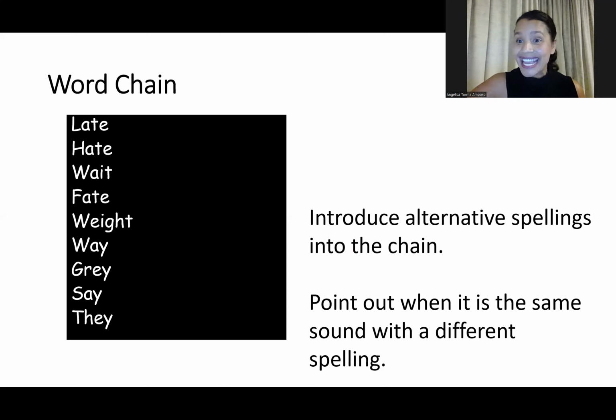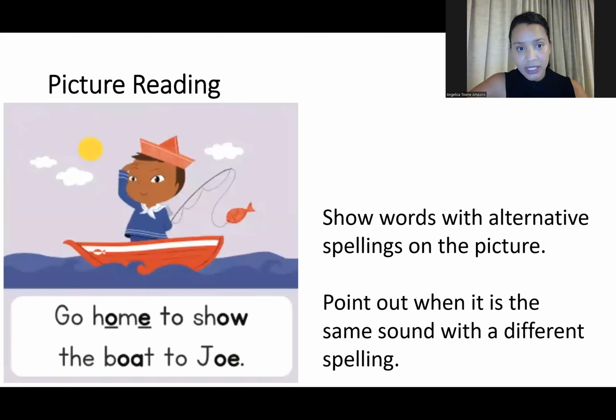What about way? A, right? Here we have now, they used the first sound, the w sound, and they changed it to A as the last sound. Well, you can also spell A with EY, like gray or they. And so you're able to have this great conversation about alternative spellings using the word chain activity.